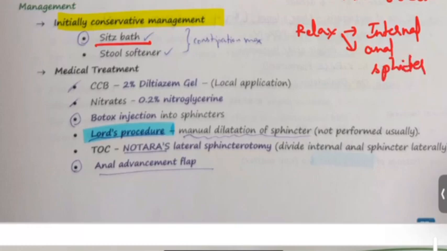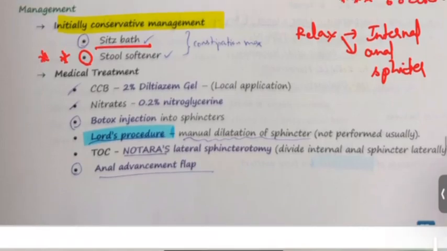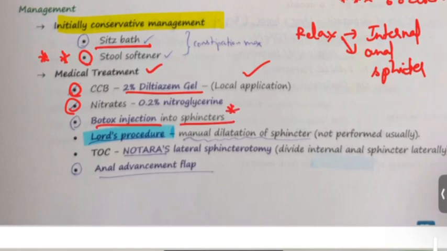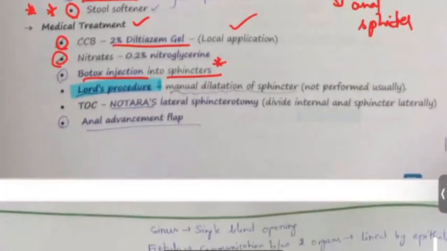Okay, and we can advise stool softener so that there won't be much straining during defecation, and pain will be reduced. Okay, other than that, we can give medical treatment same like achalasia cardia, which will relax the contracted muscle spasm. That is calcium channel blockers like 2% diltiazem gel for local application, and nitrates can be used, or botox injection again into the sphincters can be given. This will relax the spasm of the internal anal sphincter.